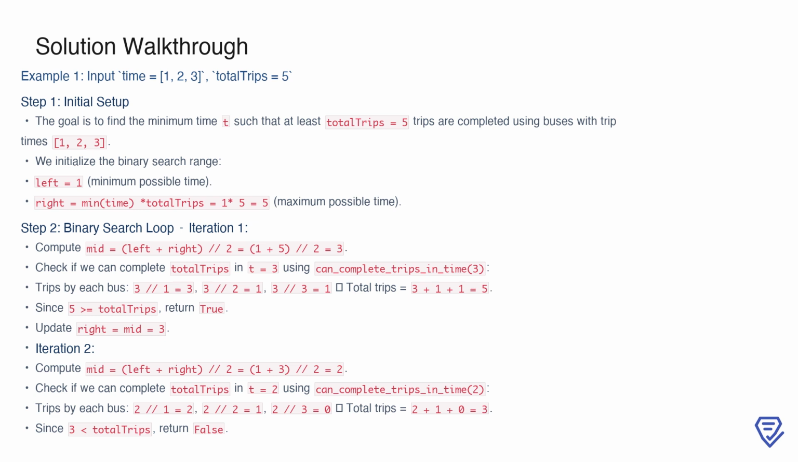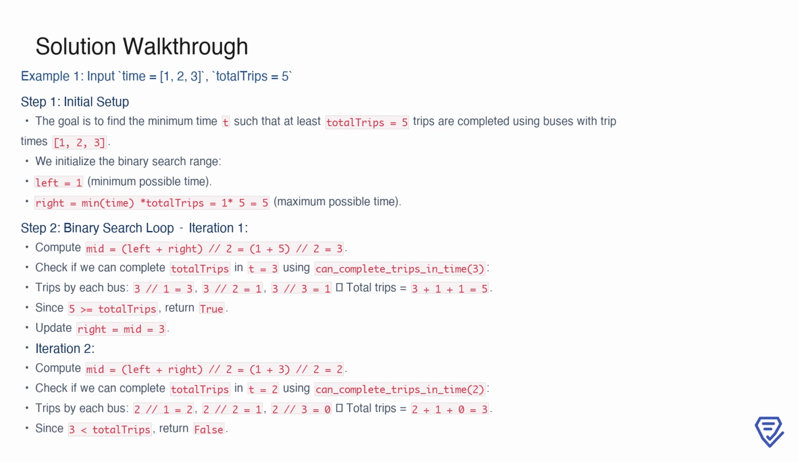Next, we enter the binary search loop. In the first iteration, we calculate the midpoint as mid equals (1 + 5) / 2 equals 3. We then check if completing 5 trips is possible within 3 units of time. By dividing the time t equals 3 by each bus's trip time, we get 3 / 1 equals 3, 3 / 2 equals 1, and 3 / 3 equals 1, which sums up to 5 trips. Since this meets the requirement, we update right to mid, narrowing the search to right equals 3.